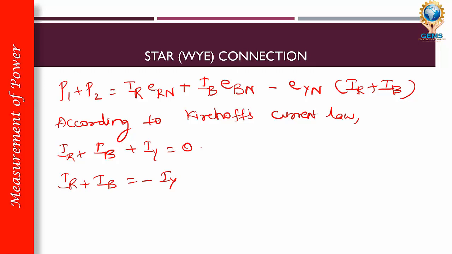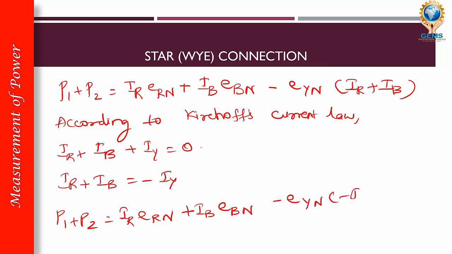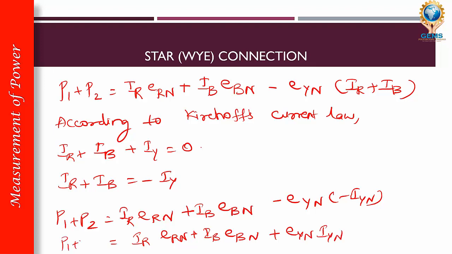So this equation I can substitute here. So I get P1 plus P2 is equal to IR ERN plus IB into EBN minus EYN into minus IYN. So which gives me IR ERN plus IB EBN plus EYN into IYN. So this is the total power when I use 2 wattmeters.